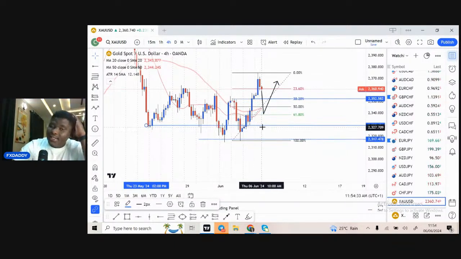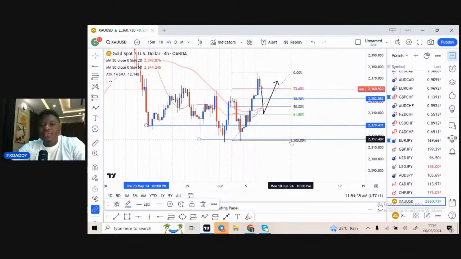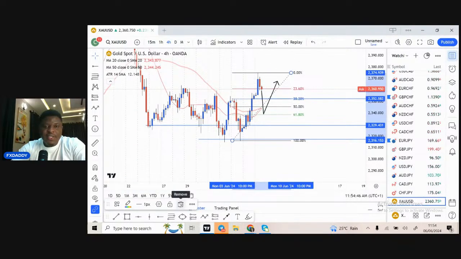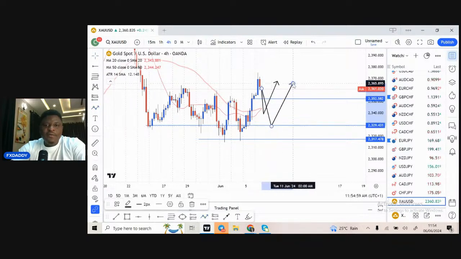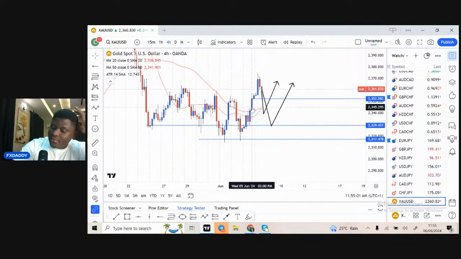But like I said, I'll be most comfortable at this 2329 level, which is right here. I'll be most comfortable to enter for a buy here, when all the early buyers have been stopped out, the liquidity has been grabbed sufficiently, and then we can head to the upside. So that's my analysis on gold. First case scenario is this, and second case scenario is something like this. Either way, this is what I will be expecting on gold if I was a gold trader.